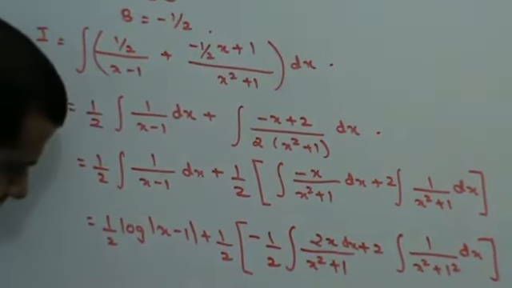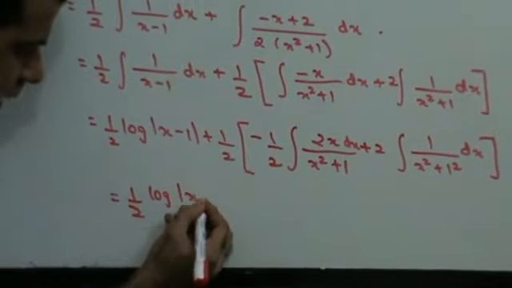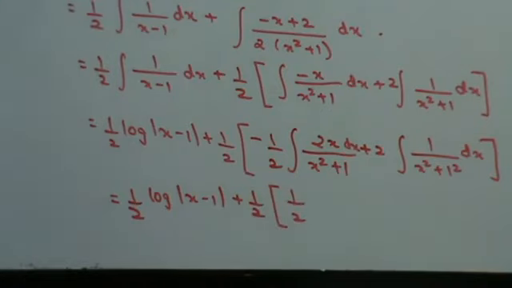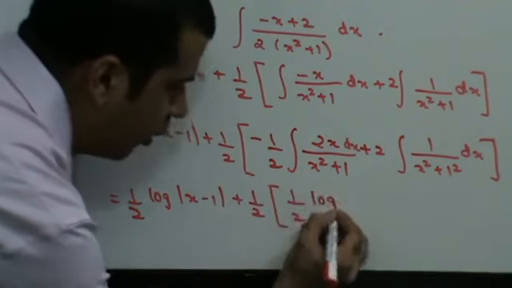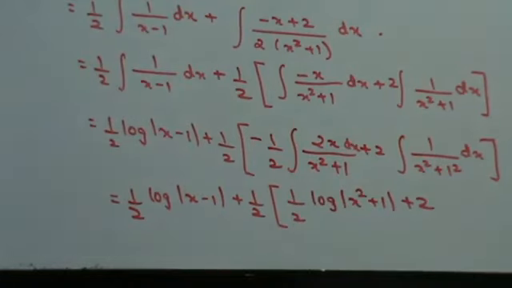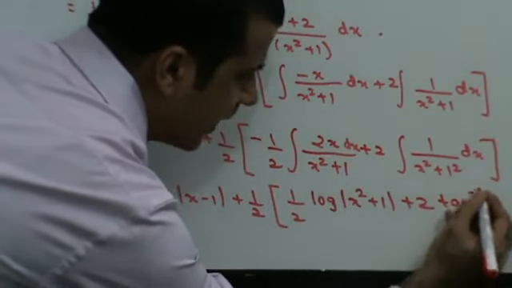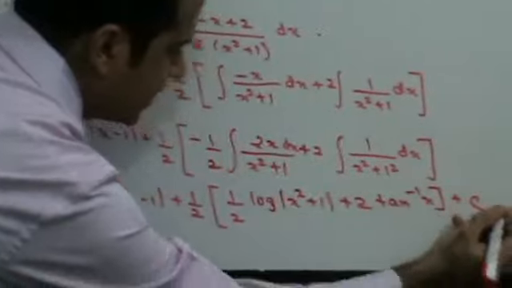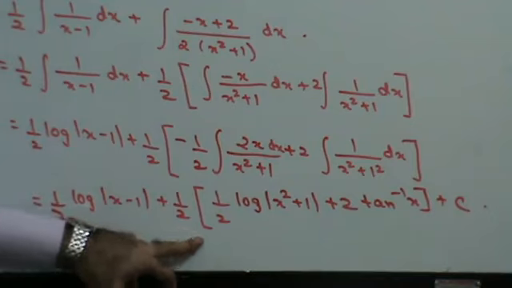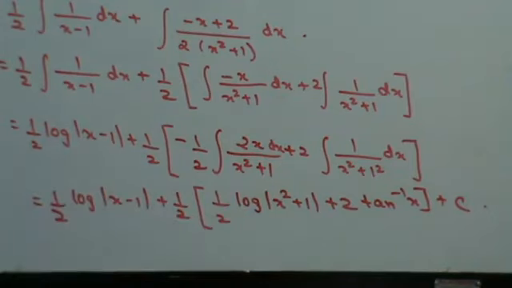Now, this can be written as 1 upon 2 log mod x minus 1 plus 1 upon 2, 1 upon 2. This is going to be f dash of x upon f of x. Integral of f dash of x upon f of x is log mod f of x. Log mod x square plus 1 plus twice. Integral of 1 upon x square plus a square is 1 upon a tan inverse of x by a. So this will be straight away tan inverse of x plus C. That is going to be 1. Right? If you want, you can further simplify by opening this bracket. This will become 1 upon 4 and the 2 and 2 will get cancelled. I'll just show that to you.